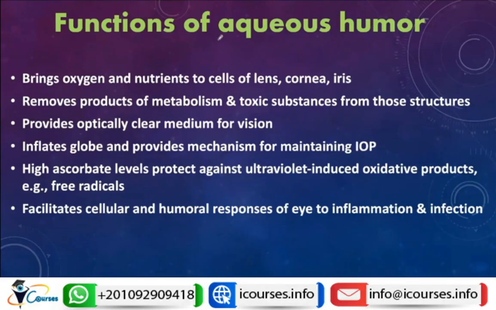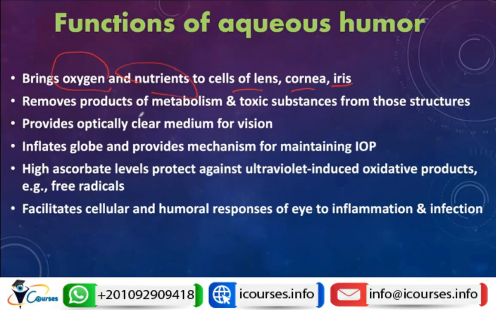The main functions of the aqueous humor: it brings oxygen and the nutrients to the cells of the lens and the cornea and the iris. So we said that this is the main source of glucose and also one of the sources of oxygen that's present to the cornea, and it is the main source of oxygen present to the lens. So this will be one of the main functions of the aqueous humor, that it supplies nutrition to the structures of the eye.